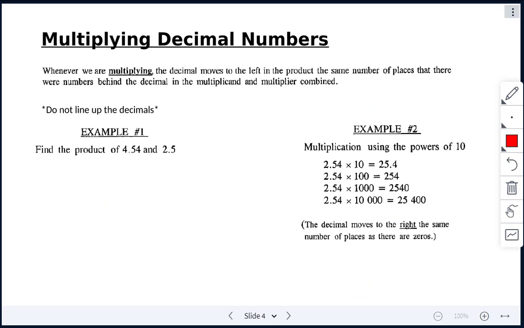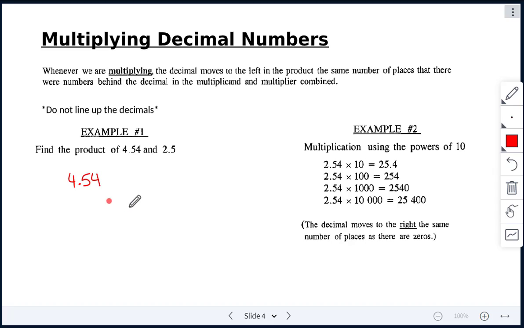All right, we're looking at multiplication next, multiplying decimal numbers. So let's read our rule here. Whenever we are multiplying, the decimal moves to the left in the product, the same number of places that there were numbers behind the decimal in the multiplicand and the multiplier combined. Now that sounds very, very confusing. So my note here is do not line up the decimals when you're multiplying. You're just going to multiply like normal, and then I'll show you what to do with your decimal place at the end.